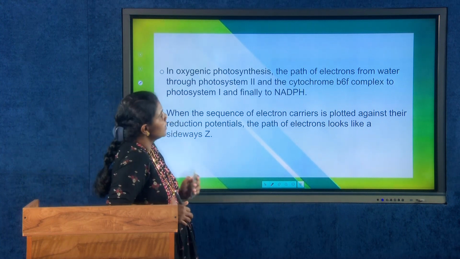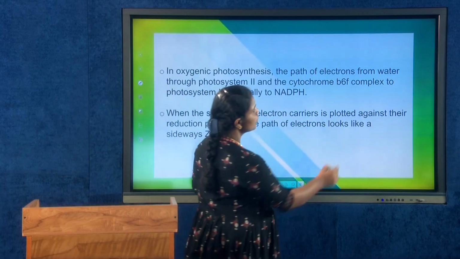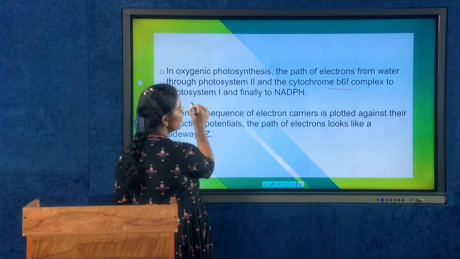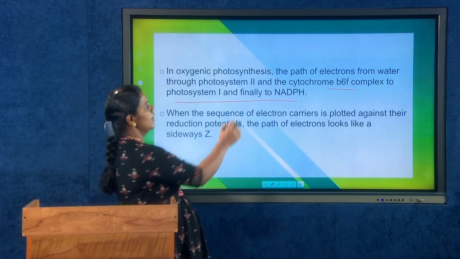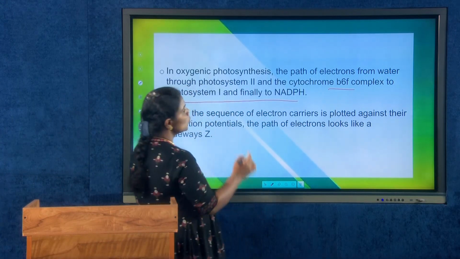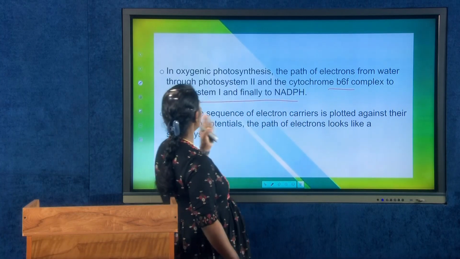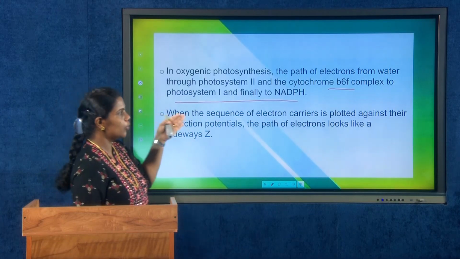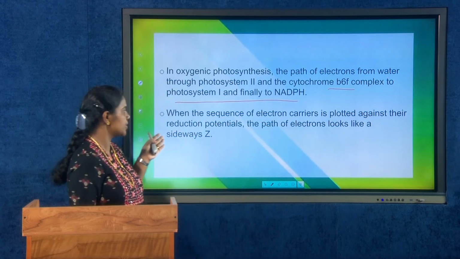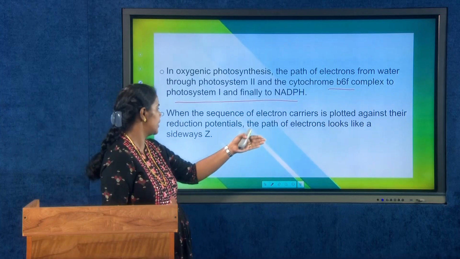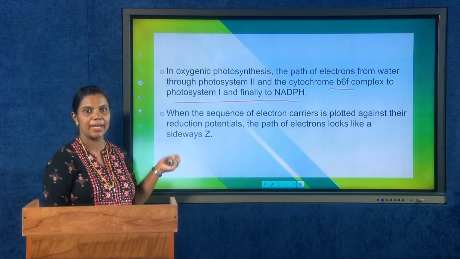In oxygenic photosynthesis, the path of electrons goes from water through photosystem II and the cytochrome b6f complex to photosystem I and finally to NADPH. This is the pathway of electrons occurring in higher plants, through the electron transport chain involving the b6f complex, finally getting into NADPH. When this sequence of electron carriers is plotted against reduction potentials, we get a path of electrons that looks like a Z, and it is called the Z scheme mechanism.